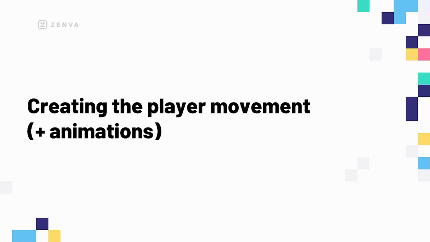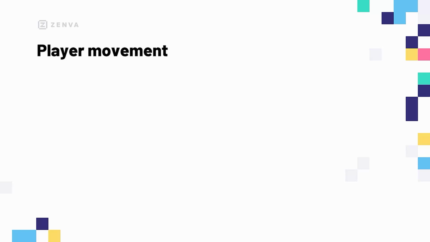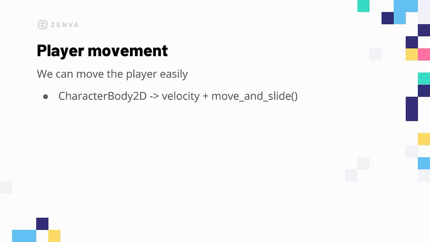The first thing that we have to work on is the player movement and the player animations. That way we can at least do some basic things inside of the game. The player movement on its own is pretty simple. Since we have a character body 2D, we can simply change the velocity and then use move and slide. The velocity gets changed via the input map. I think all of this is very straightforward.